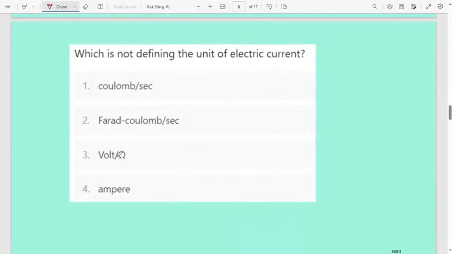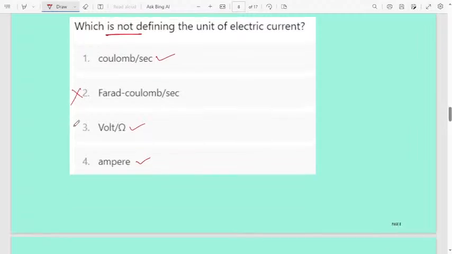Which is not defining the unit of electric current? Here they are asking which one is not the unit of electric current. Ampere, yes, this is the unit of electric current. Then volt per ohm, this is also a unit of electric current. Then coulomb per second. Yes. Then this one, Faraday coulomb per second, is not the unit of electric current.